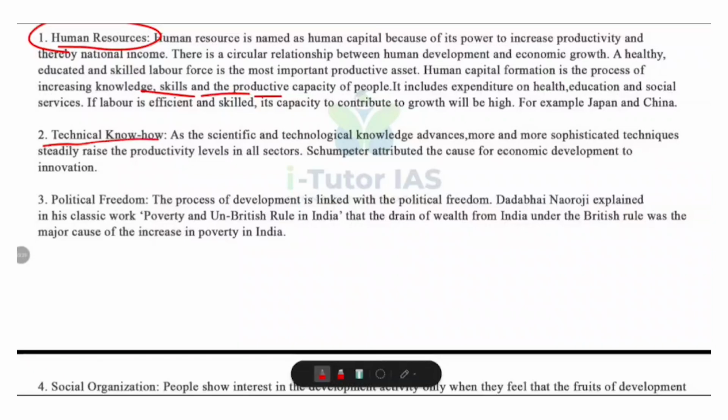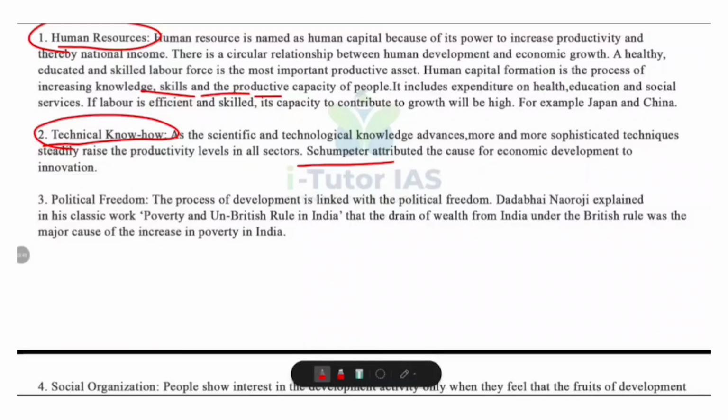Second one, technical know-how. Advancement in science and technology plays a crucial role in development. As new technologies and innovations emerge, productivity increases in agriculture, industry and services. And economist Joseph Schumpeter emphasized that innovation is the key driver of economic development.